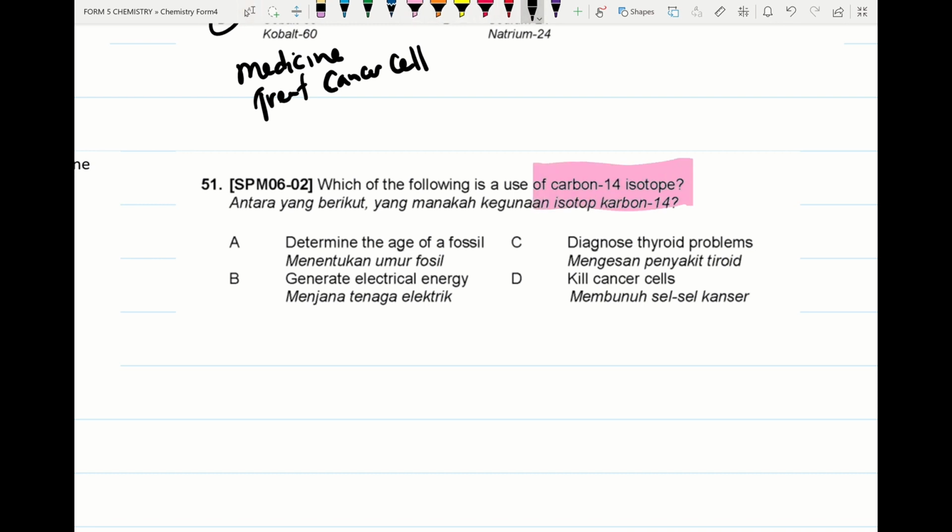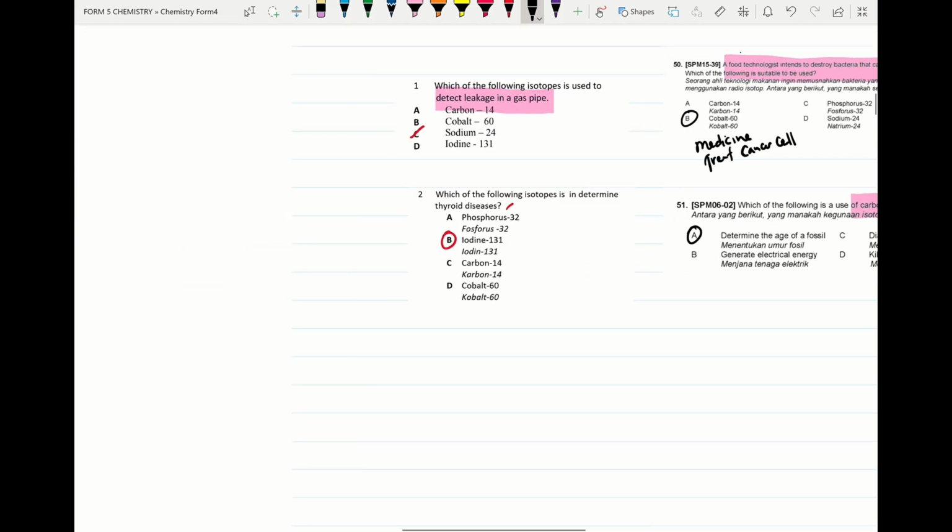All right, next one, which of the following is the use of carbon-14? Carbon-14 is used to determine the age of fossils. So these are the answers that students must remember. All right, so we move on to the next part.